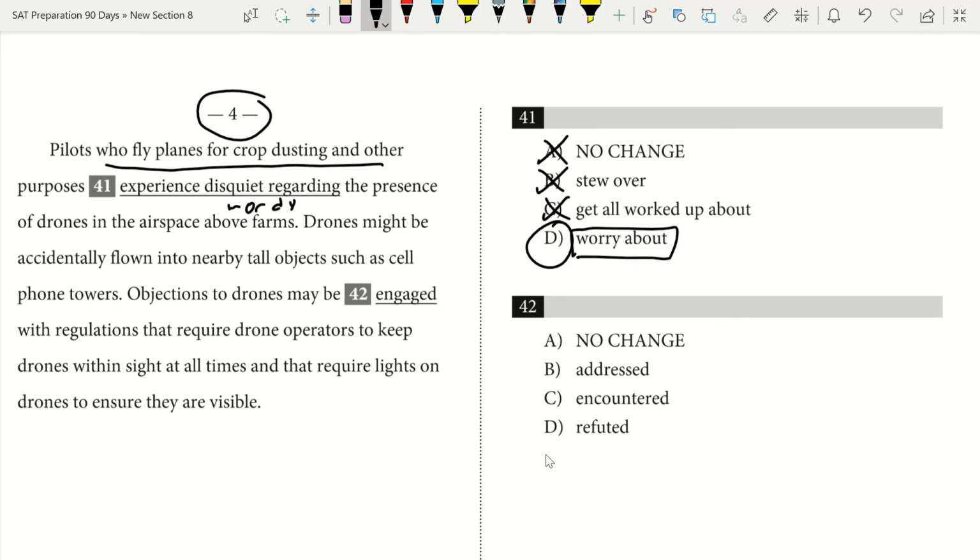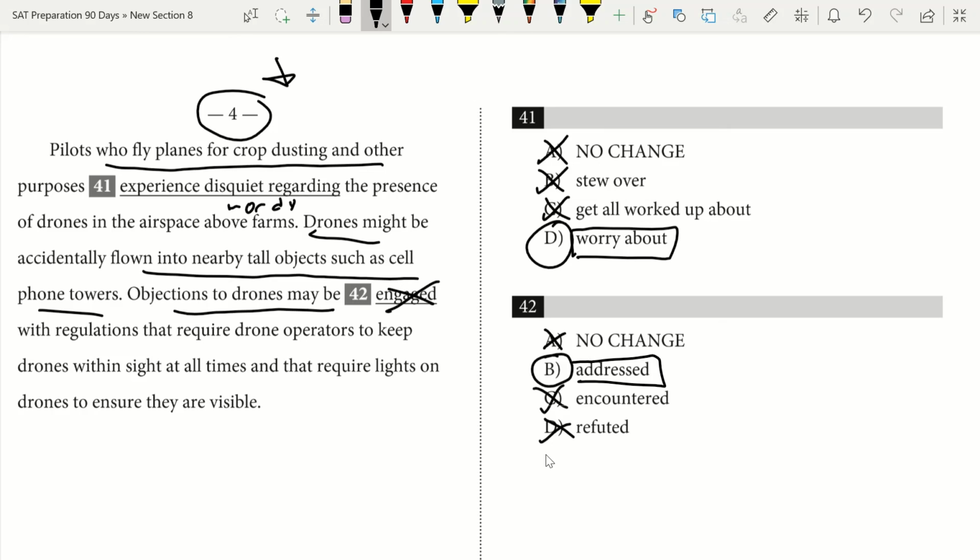All right, 42, we've got drones might be accidentally flown into nearby tall objects such as cell phone towers. Okay, that's talking about safety hazards. So that suggests to me I should place this in front of paragraph 4, that sentence. Objections to drones may be engaged with regulations? No. Not refuted with regulations either. Not encountered with regulations, but those objections to them may be addressed with regulations. So answer there is going to be B for 42.